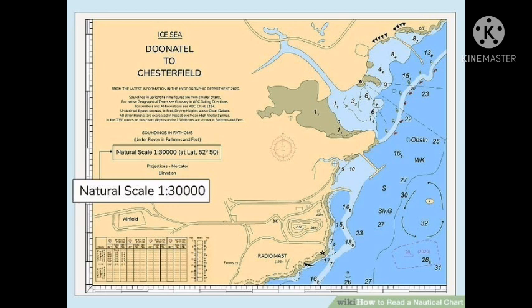A ratio of 1 to 10,000 indicates that every 1 inch, or 2.5 cm, on the map equals 10,000 inches, or 25,000 cm, in the real world.